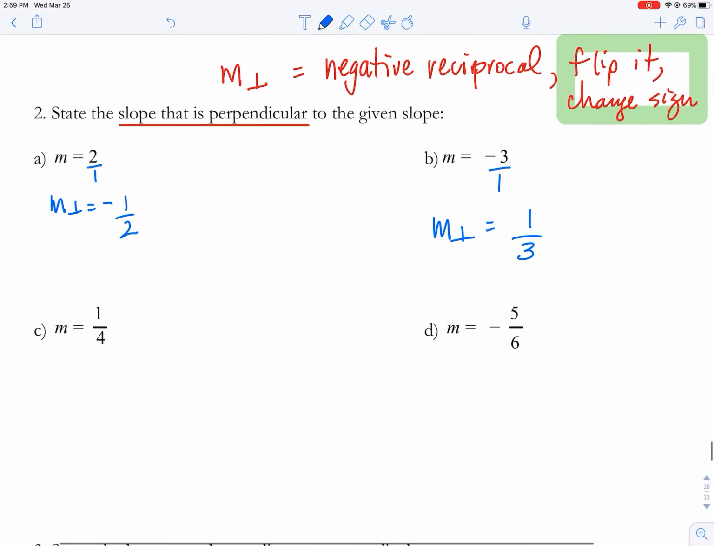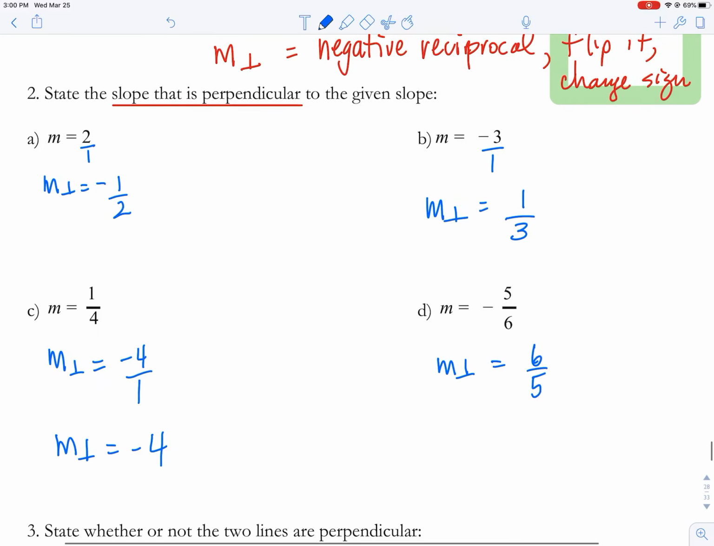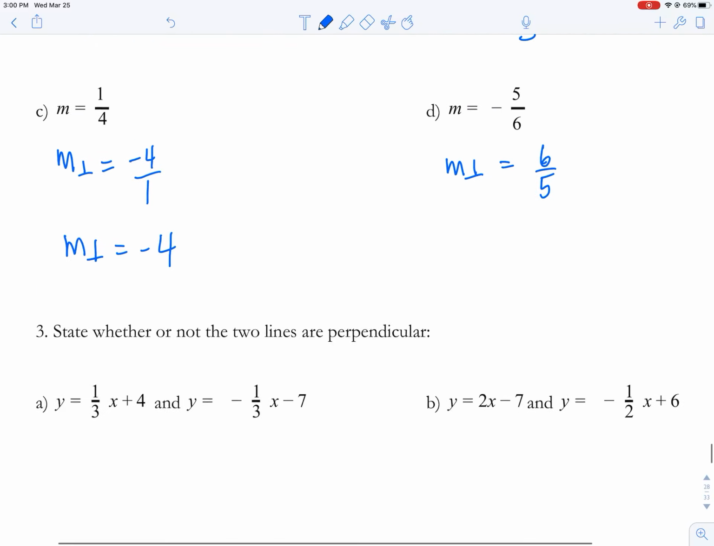So for m equals 1/4, pause right now, see if you can figure it out. So we're going to flip it, minus 4 over 1, or you could just write that the perpendicular slope is minus 4. And same with m equals negative 5 over 6: the perpendicular slope, I flip it, and I change the sign from a minus to a positive. So that's how we found negative reciprocals.